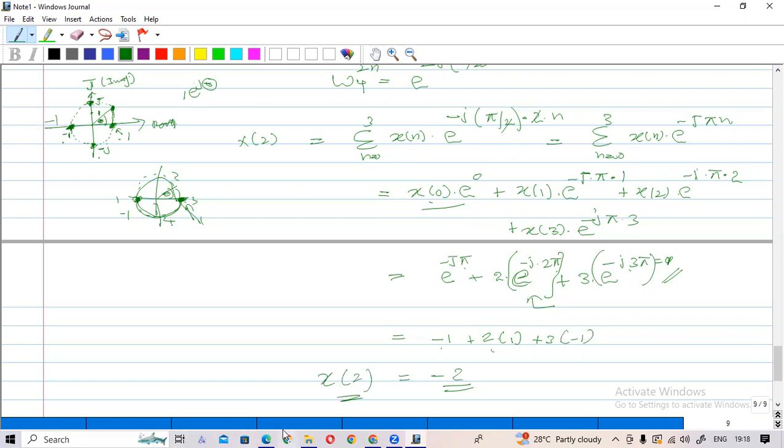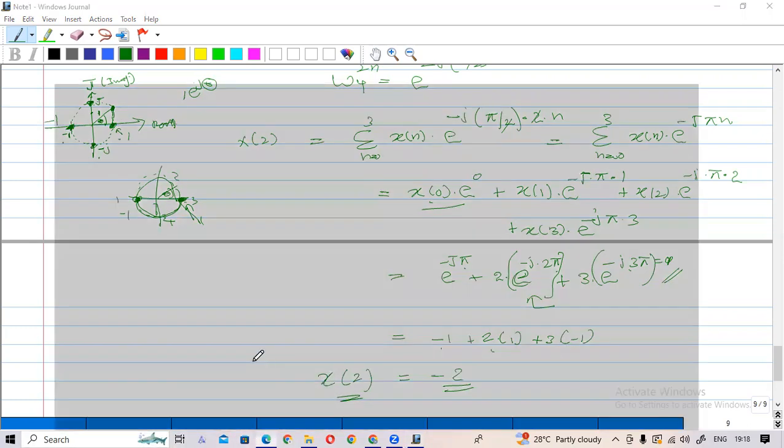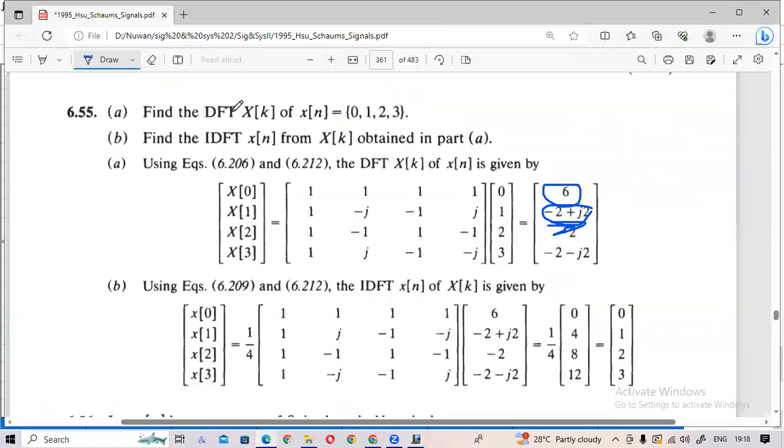Minus 2. Yes, minus 2. So that is the answer for x2. In the same manner, you should be able to find x3, and I think you can now simplify it. Maybe very easily also, I'm not sure.